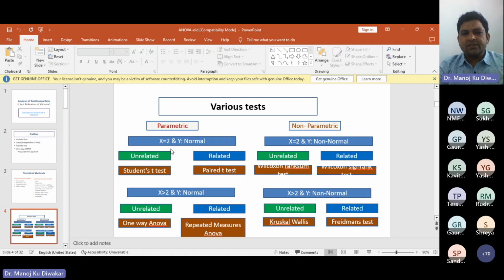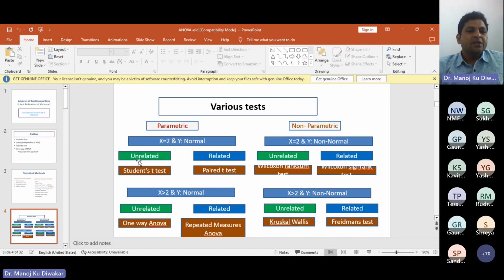So we will talk about x equals 2 and y is normal. What does x equals 2 mean? We will have two samples, a first sample and a second sample. For example, I would like to see the IQ level of JNU students and DU students. Or another example, the IQ level of JNU students and University of Mumbai students. Here I am considering x equals 2 and y is normal.